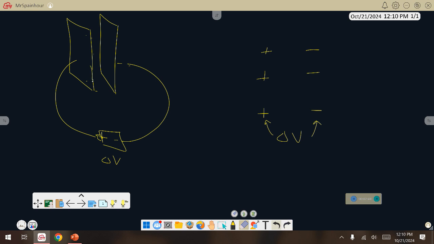Correct. This is neutral, so there's an equal number of positives and negatives. And so this positive right here is going to pull negatives in that general direction, causing the plate to be positive. So I pull one, I pull two, I pull three, I pull four. And as I continue to pull more and more electrons off the plate, what happens to the ease with which electrons leave? It gets harder and harder to pull electrons off that plate. Why is it harder to pull electrons off that plate? Because the positive right up here is doing what to the electrons? Pulling them back, right.